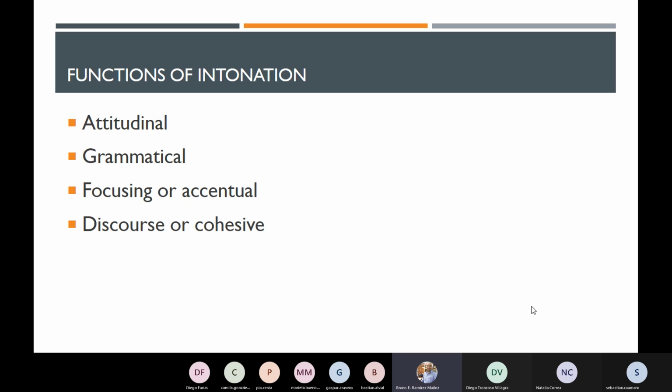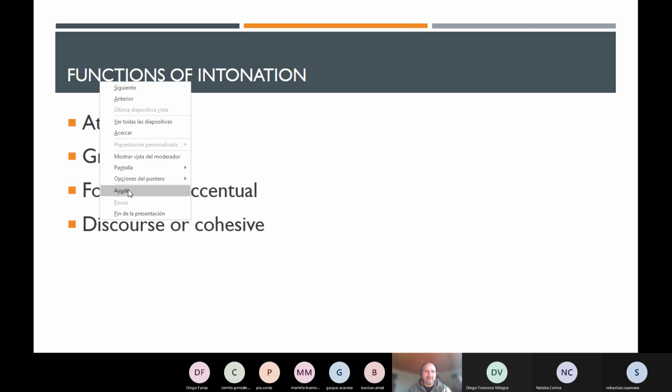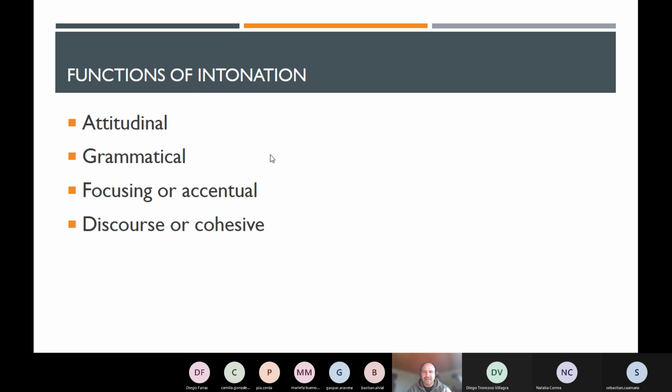So far we have talked about functions of intonation, and we have covered the attitudinal, the grammatical function, the focusing or accentual function, and the discourse or cohesive function, right? Does anyone remember anything about the first one, about the attitudinal function of intonation? Anything that comes to your mind is good. Anything.